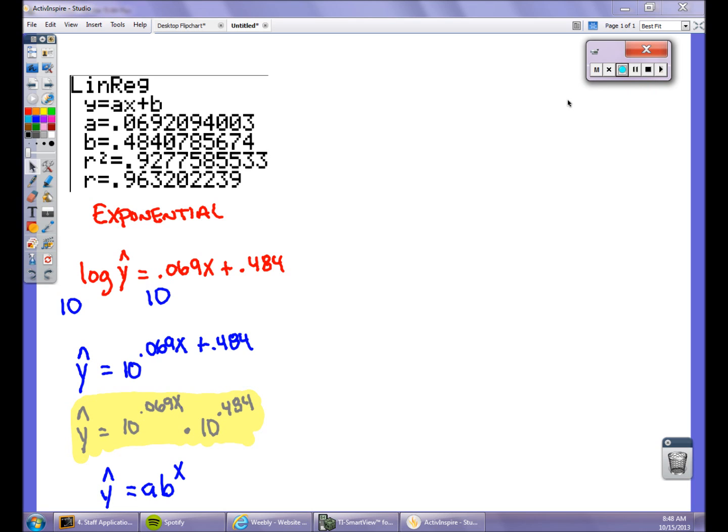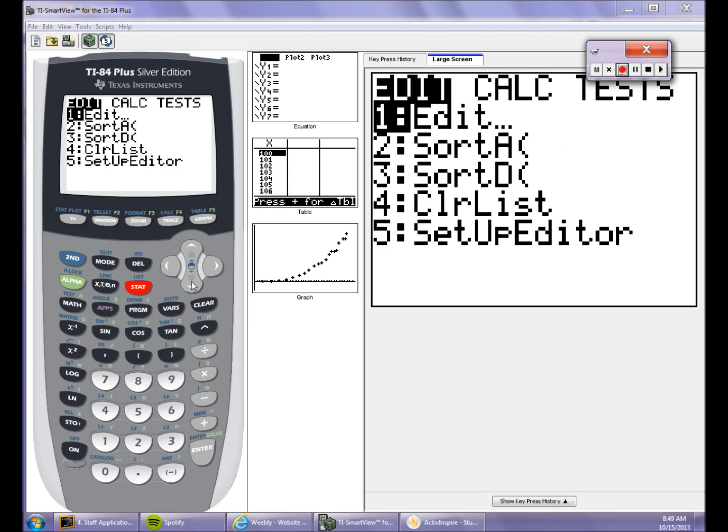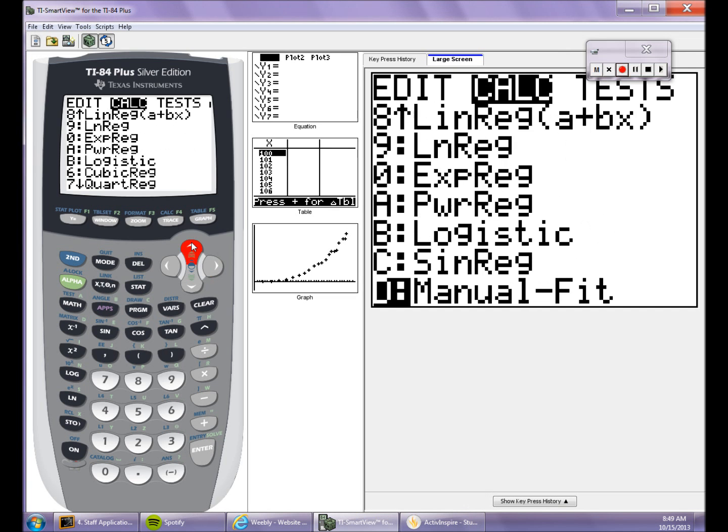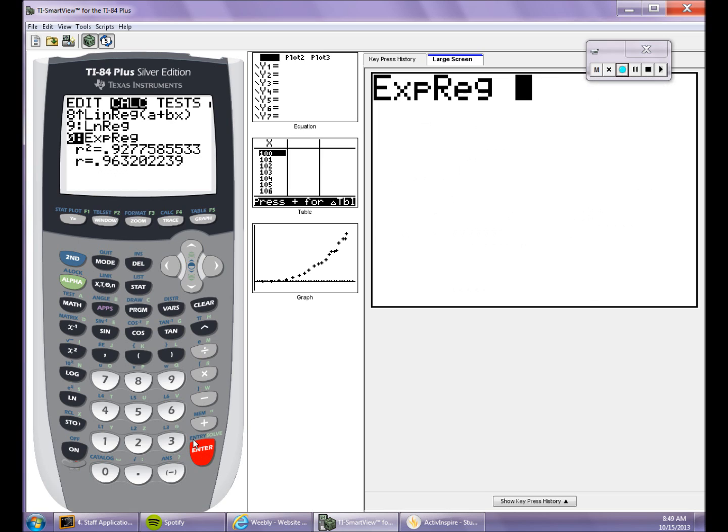I can verify that my equation is correct by going through the same process and letting the calculator linearize the data. Here's how I'm going to do that. On the calculator, I'm pressing Stat, going over to Calculate, scrolling to Exponential Regression, option 0 on my calculator, pressing Enter. The calculator is going to default to L1 and L2. I do not want to take the exponential regression of the linearized data. Press Enter.